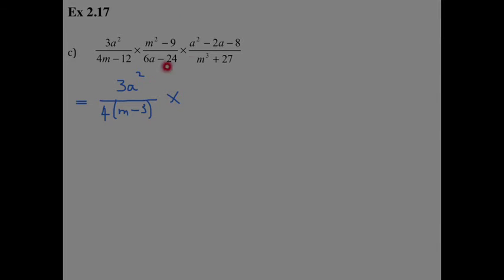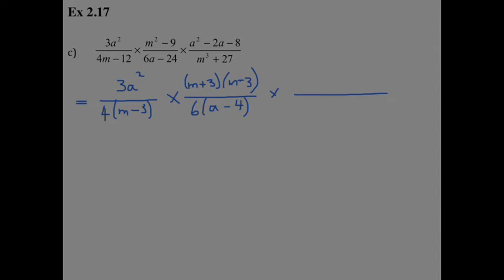The second fraction on the top, it's a difference of 2 squares. On the bottom, it has a common denominator. So the difference of 2 squares will become m plus 3 for this one, m minus 3, because 3 3s are 9. All over, on the bottom I'm taking out a common factor of 6, so I get 6 goes into 6 once, 6 goes into 24 4 times.